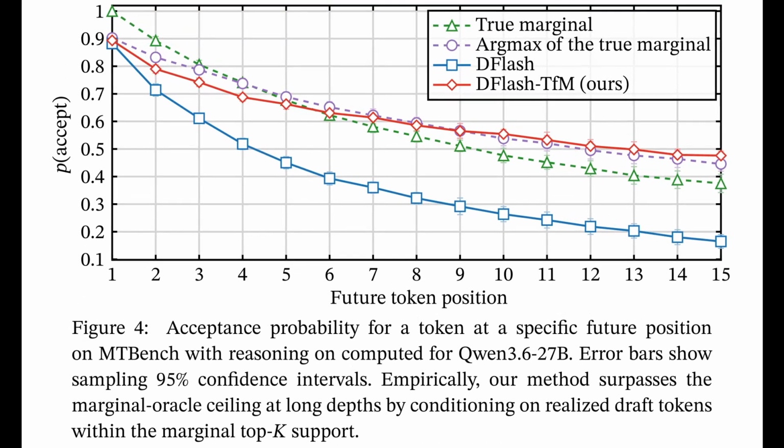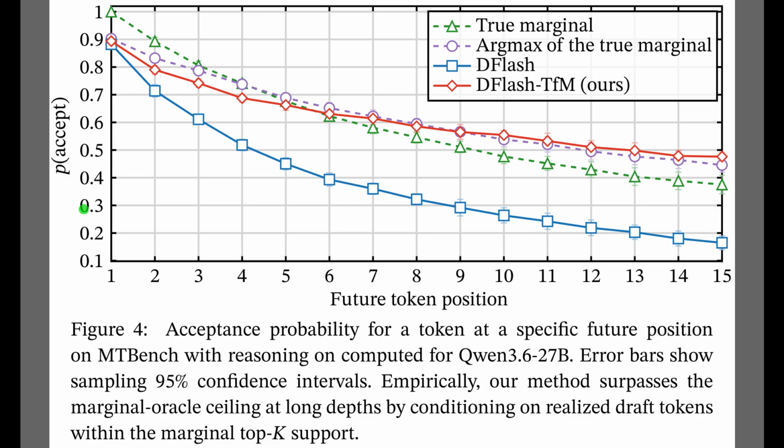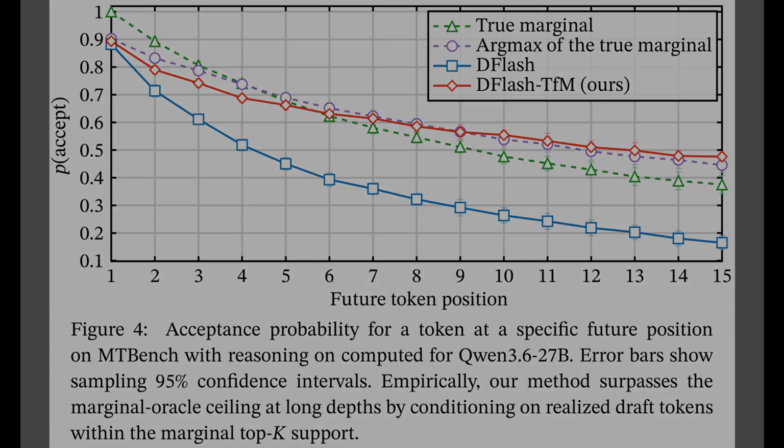While Table 1 analyzed kernel computation times, Figure 4 compares the token acceptance probabilities over 15 future positions. The horizontal axis tracks the future token position, and the vertical axis measures the likelihood that a drafted token is accepted. Looking at the curves, the baseline DFlash, shown in blue, drops quickly below a 30% acceptance rate by the 9th position. In contrast, the red line representing DFlash-TFM maintains a much higher acceptance probability, even surpassing the theoretical true marginal oracle ceiling at longer draft lengths because it successfully conditions on realized draft tokens.